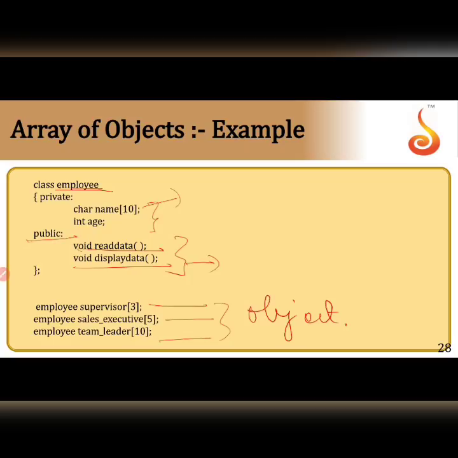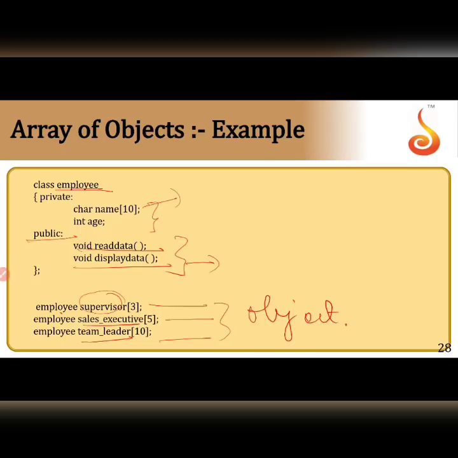How do I create an object? The name of the class, that is Employee, space, the object name. I am creating 3 objects: supervisor, sales executive and team leader. There are 3 supervisors in my company, 5 sales executives and 10 team leaders. So each one will have a different name and different information to store.